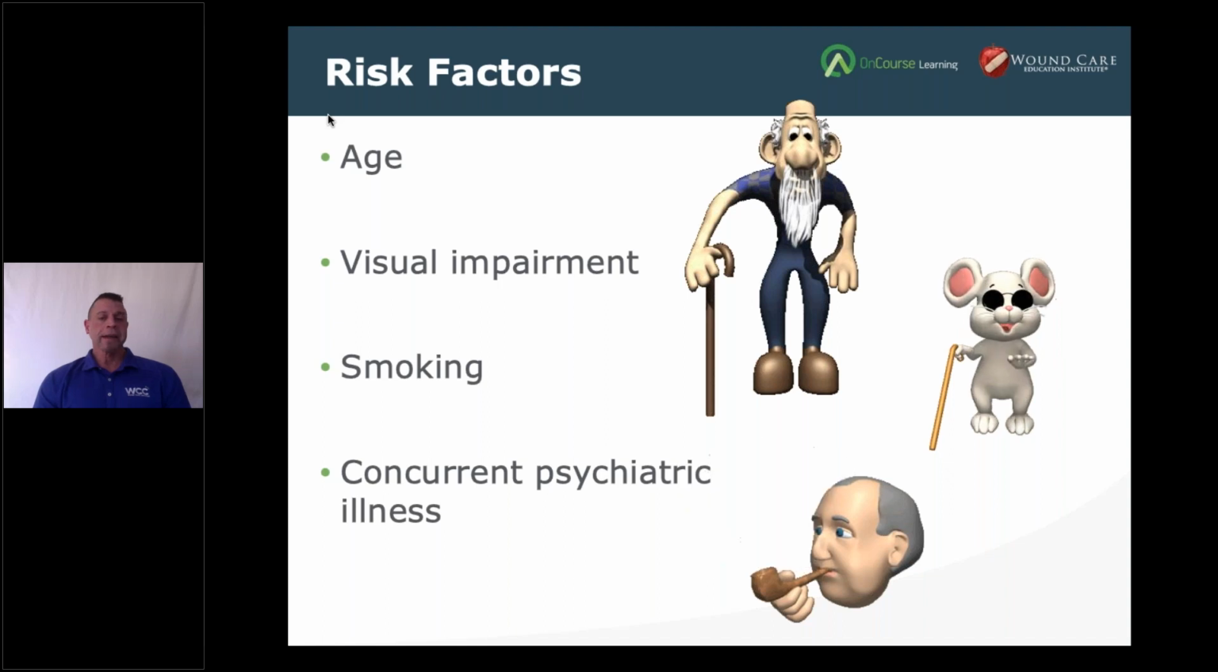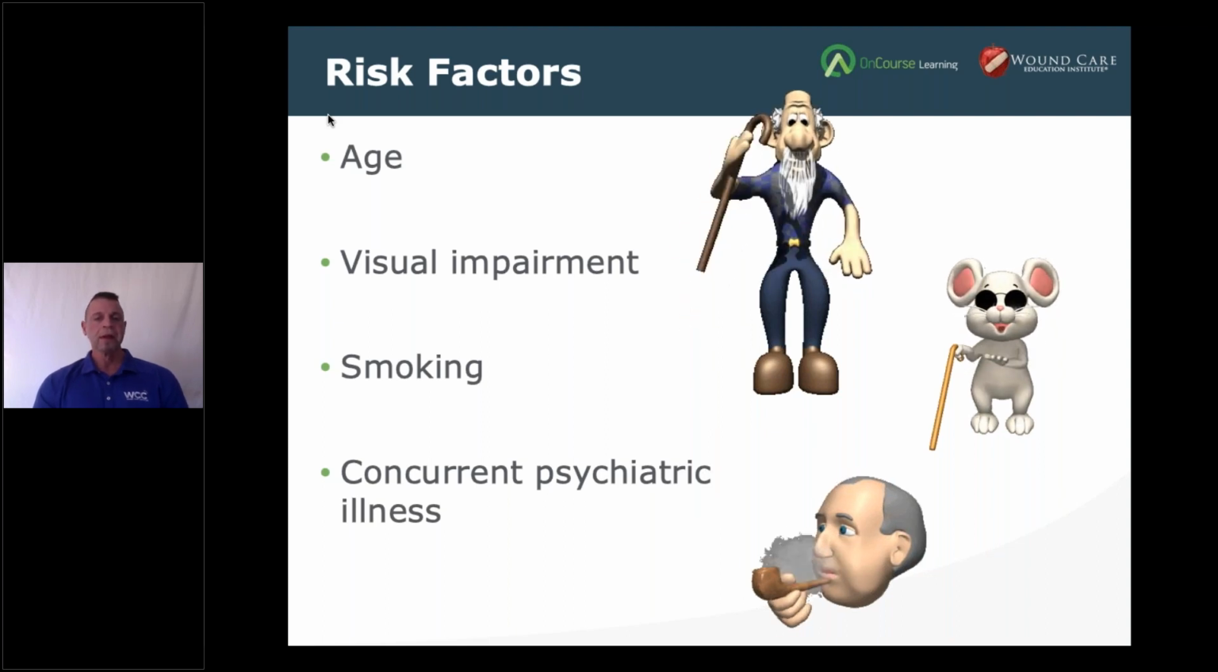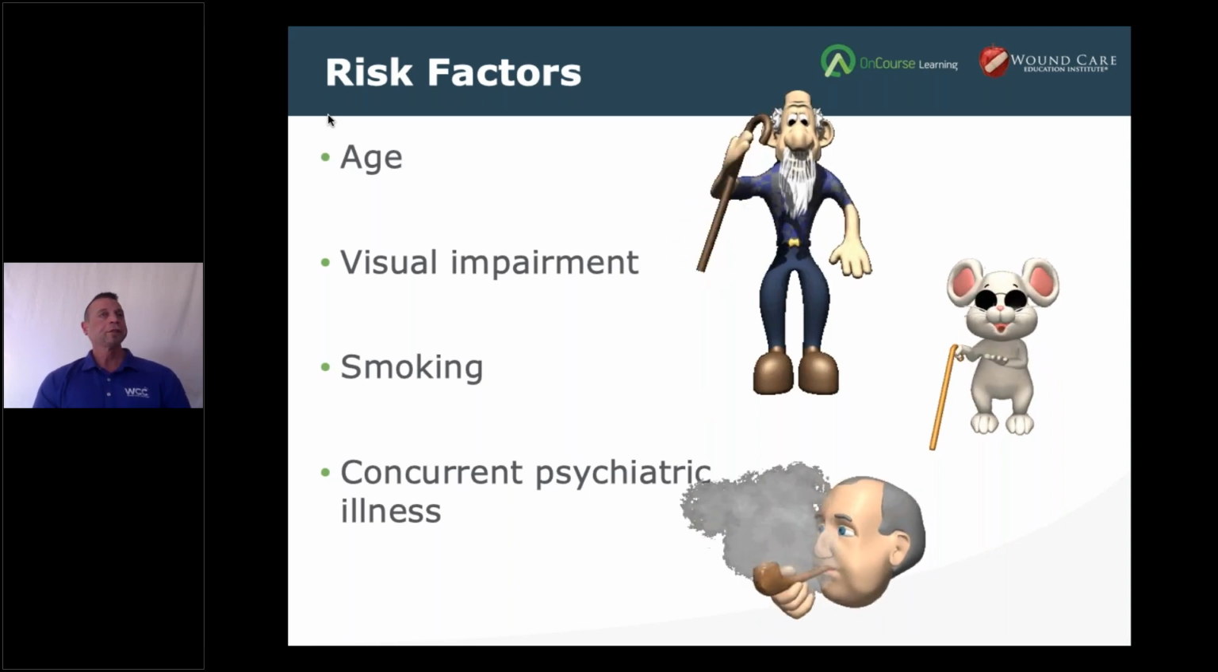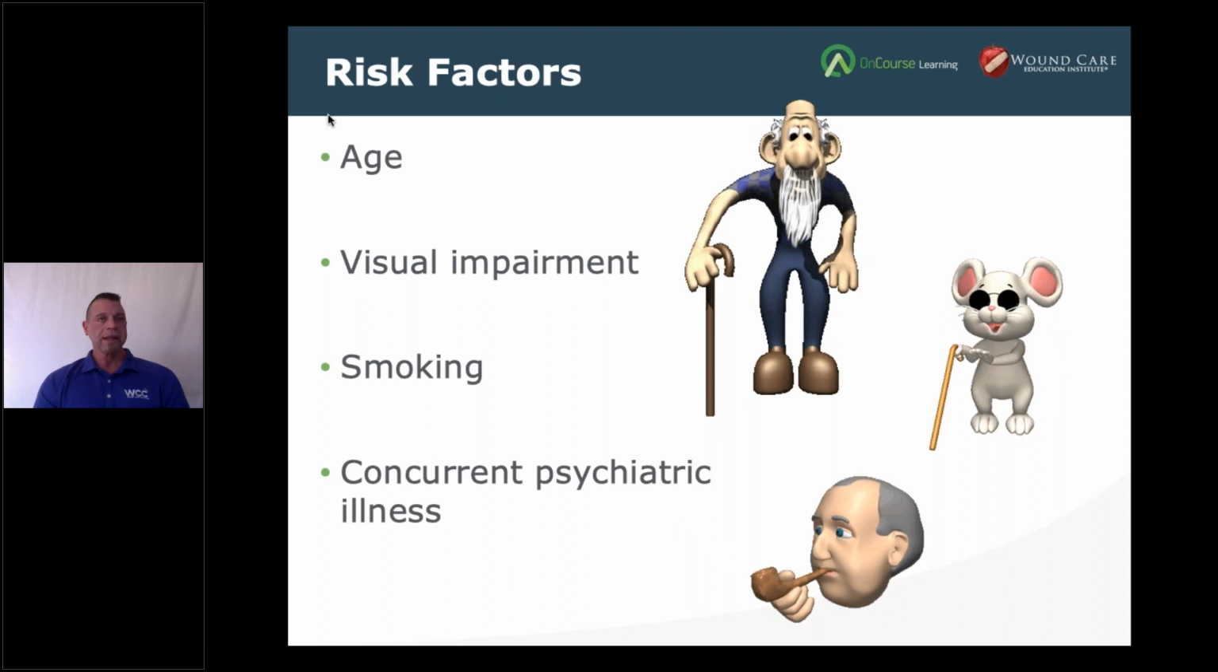And then come some other, more obvious things, the age. The older we get, we don't heal like we used to. We don't recover from even minor traumas like we used to. So that increases the risk. Visual impairment, again, with age, retinopathy. Smoking, of course, is always going to be an issue.